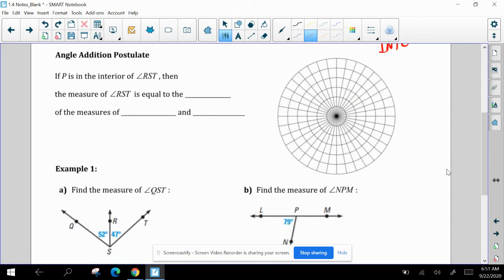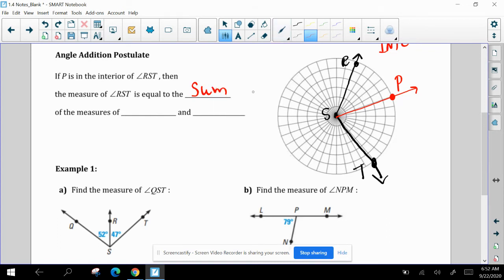All right, so angle addition postulate. It's really not that bad, right? So it says that if P is in the interior of angle RST. So we're going to start by drawing angle R. S, remember S has to be your vertex. And we'll do T. And point P is going to be somewhere in the interior. So I'm going to put point P right here. Okay. And they're saying the measure of angle RST, which is the big black angle, is equal to the sum of the measures of the two angles.